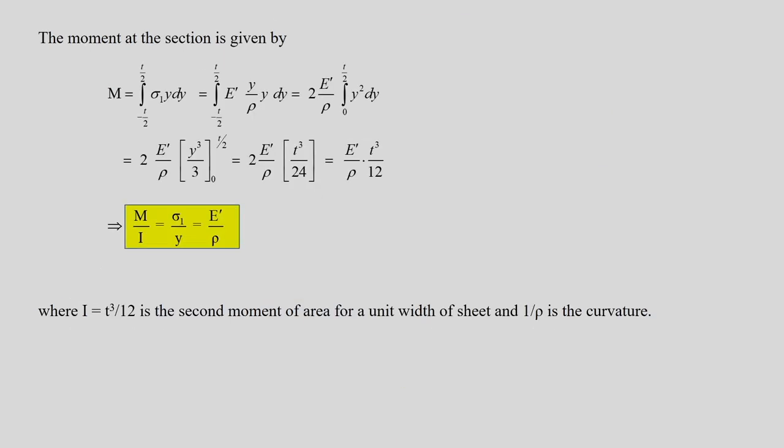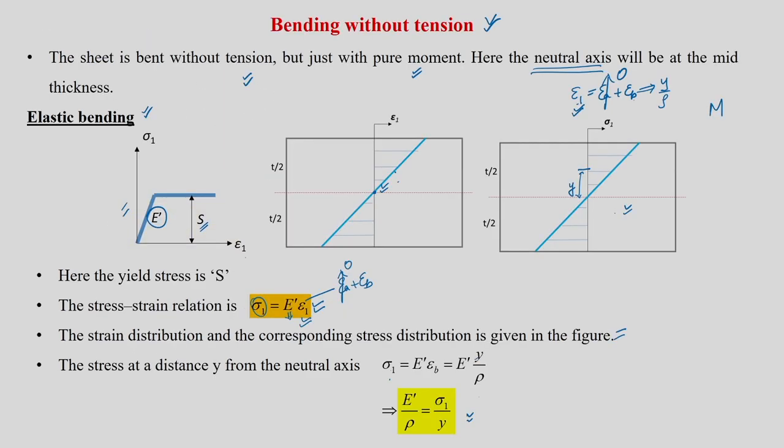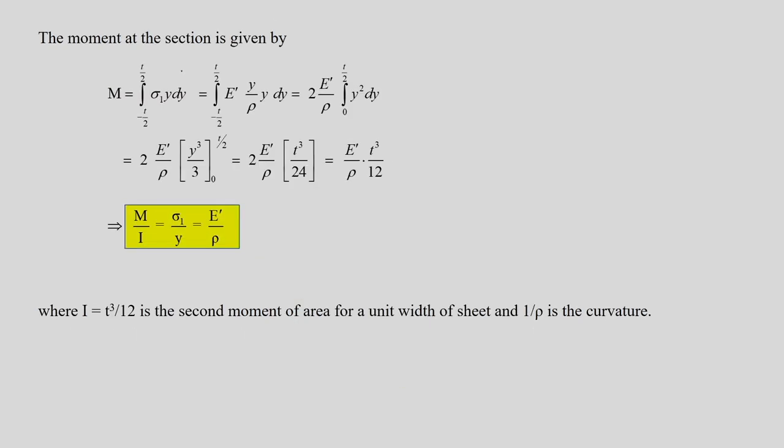So now, if this is the case, how do we get moment in the section? Because we need to have moment. This moment is what is responsible for bending. The general equation we already discussed: integral from minus t by 2 to t by 2 of sigma 1 y dy. In this particular case, sigma 1 is nothing but E dash into y by rho, which we just discussed. E dash by rho will come out because they are constants. And minus t by 2 to t by 2, you can take it as 0 to t by 2 into 2 because it is symmetric in nature. So 2 into E dash by rho, integral 0 to t by 2 of y square dy.